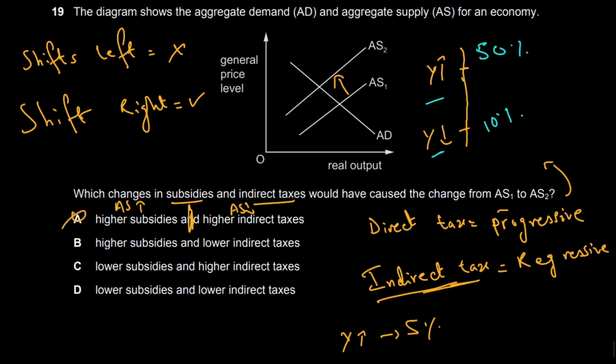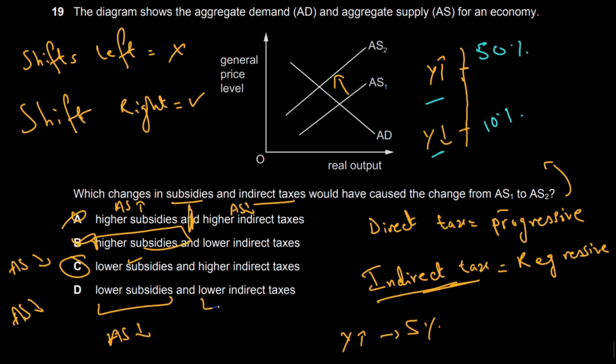So A is wrong. B states higher subsidies, that too is wrong. C states lower subsidies, which is correct, as it will cause our aggregate supply to shift to the left, to decrease, and higher indirect taxes will further cause our aggregate supply to shift to the left. Hence C is the answer. D states lower subsidies and lower indirect taxes. Lower subsidies will cause our aggregate supply to decrease. However, lower indirect taxes may cause our aggregate supply to increase.